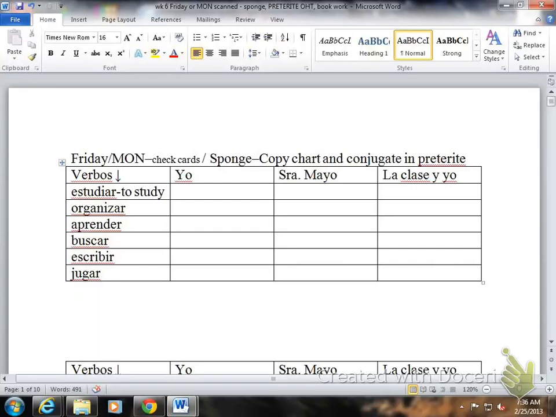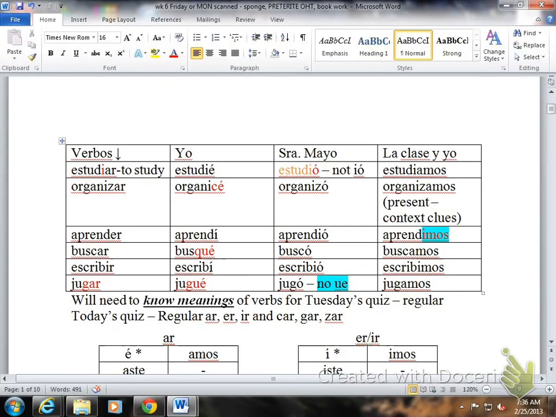Alright, for your sponge, you were just conjugating some verbs for the quiz today. You're just going to have the verbs in Spanish, so double check your conjugations there. Always make sure that you have -imos for the nosotros form of -er and -ir verbs. There is no such thing as -emos in the preterite, so make sure that you have the right ending.